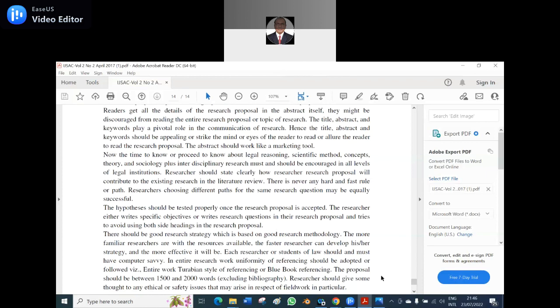Researchers should give some thought to any ethical or safety issues that may arise in respect of the field work in particular. So ethical thoughts should be there. We cannot approach a house without knocking on the door or ringing the bell, and we should wait till we get the reply, okay, get in or come in. Until that point, we will stand outside. If time does not permit, you can go to the next door. But without the consent of the respondent, you are not supposed to enter the premises.